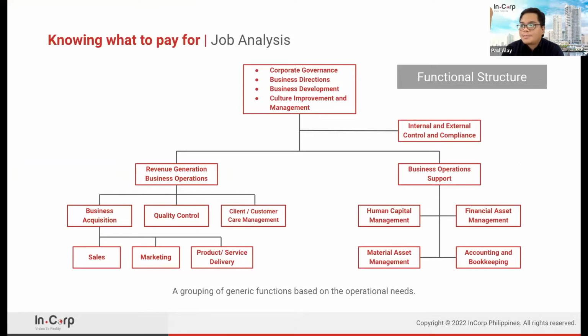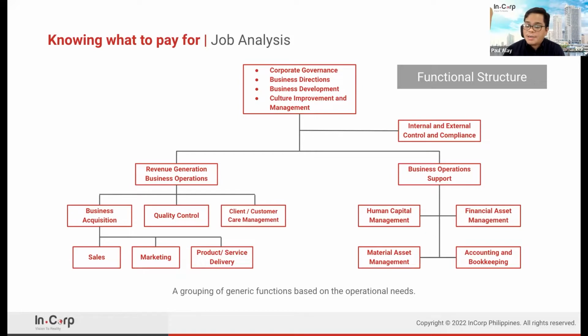When doing a job analysis, we need to understand the functions and responsibilities required for an organization to function. This example right here is a generic example of the common functions in an organization. For example, the ones on top: corporate governance, business directions, business development, culture, improvement, and management are functions that are related to each other. The reason why they're on top is that these are the functions that drive and give direction to all the other functions down the line.